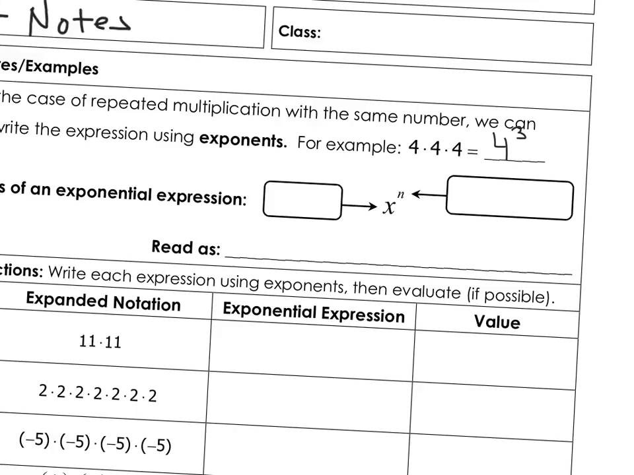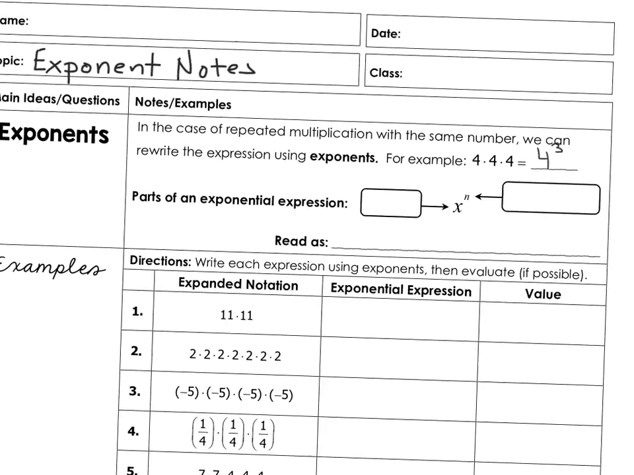to the third power. So if you remember, this 4 is what's considered the base, so that's the number that's being multiplied, that's the factor. And then the exponent, in this case 3, tells us how many times that factor is being used.